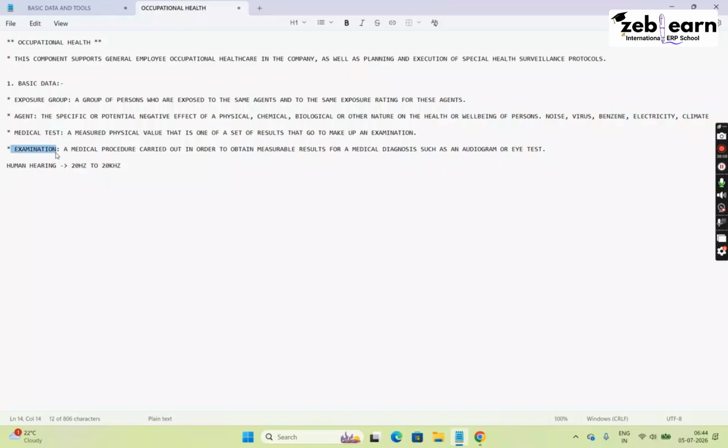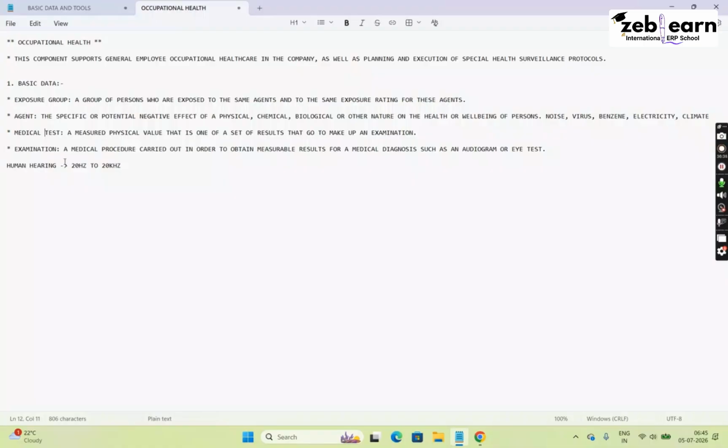Because in an examination, more than one medical test will be carried out. Not just one, but a set of medical tests will be carried out. But on the other hand, in a medical test, what happens? Just one test. If I say temperature, only temperature. That is one medical test. If they are measuring your blood pressure, that is one medical test. So individually, we are going to take the measurement values in a medical test.